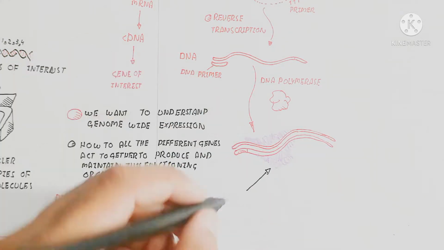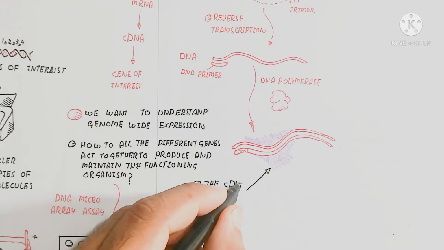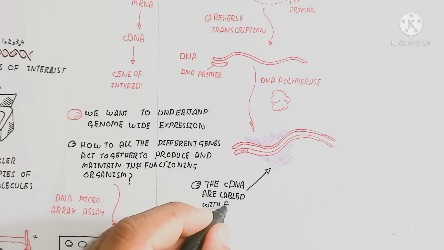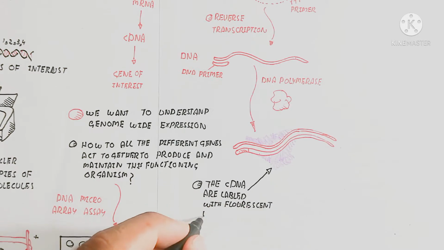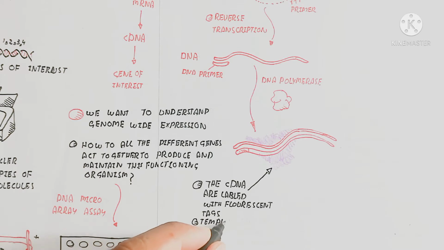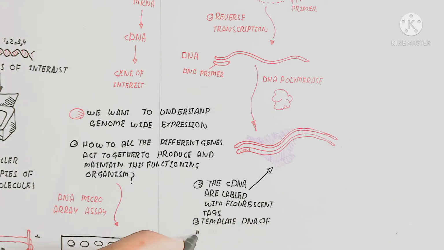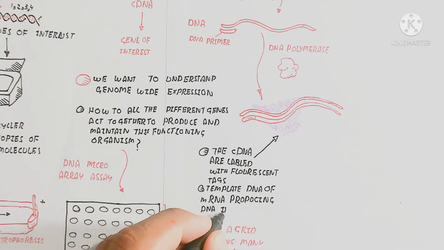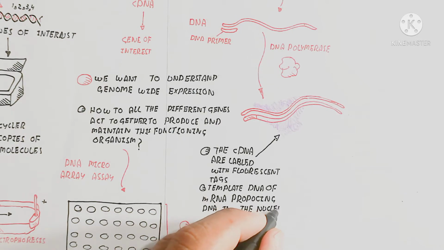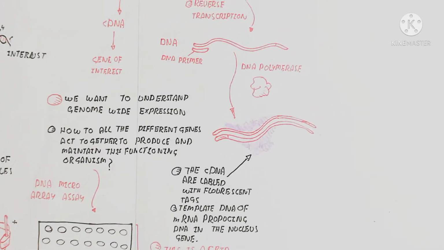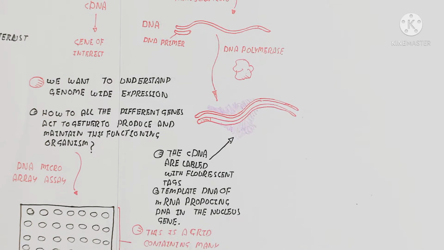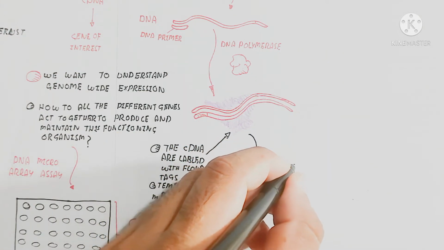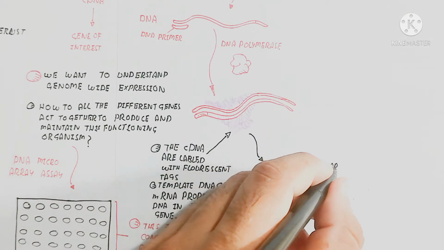After this, we can check by this mechanism to understand that the complementary DNA is labeled with fluorescent tags. How it's produced, those tags we will discuss, and the template DNA of messenger RNA producing DNA in the nucleus gene. So that is the DNA, same as in the nucleus. Why? Because during transcription. So remember about that.